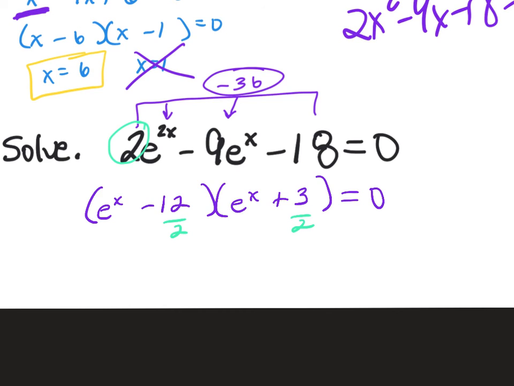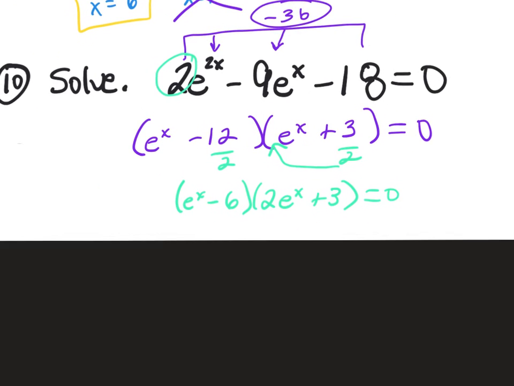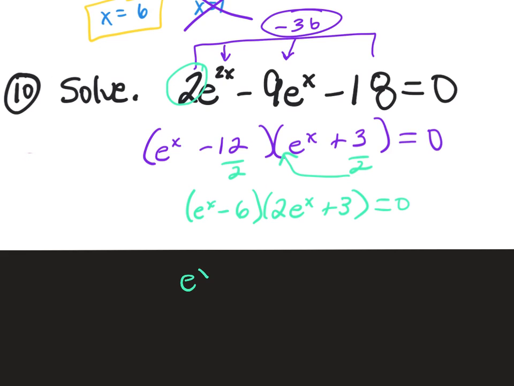Can I simplify 12 divided by 2 nice and pretty? Yes. So I have e to the x minus 6, correct? Can I simplify 3 over 2 nice and pretty? No. So this becomes my coefficient, 2 e to the x plus 3. Now you have two tiny little equations that you solve. I have e to the x minus 6 equals 0. And I have 2 e to the x plus 3 equals 0.